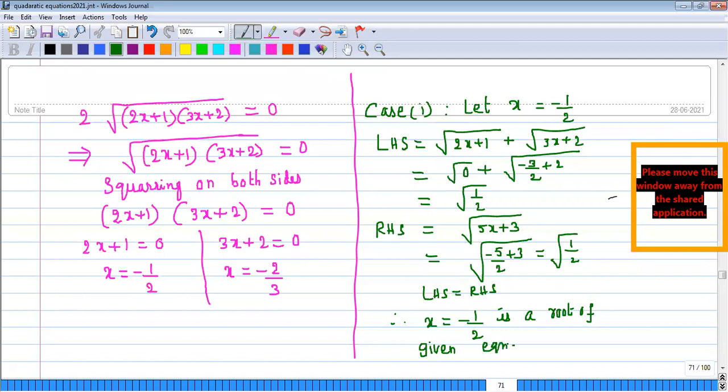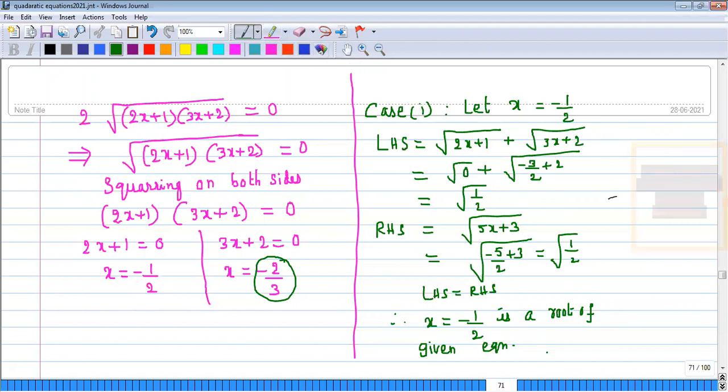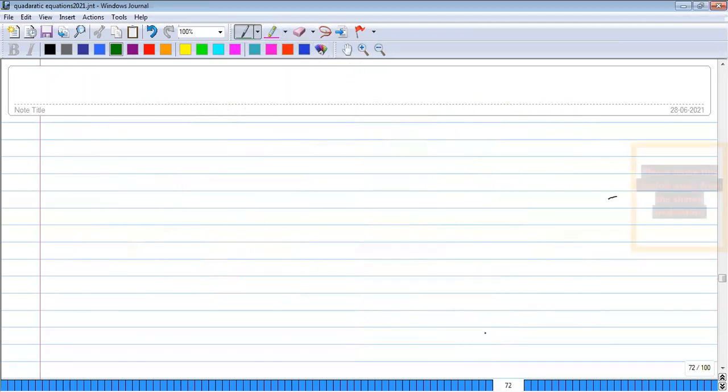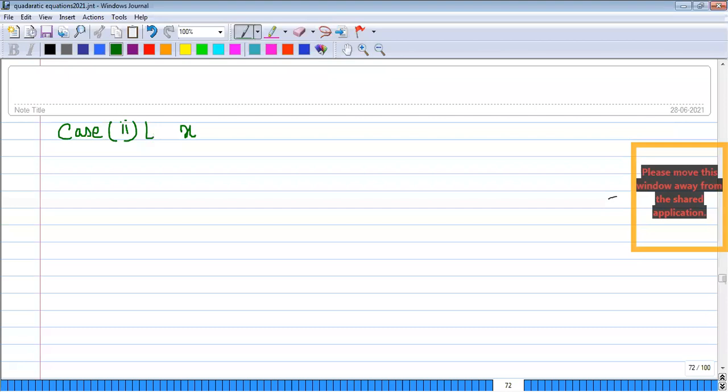Similarly, you need to verify for x is equal to minus 2 by 3 also. So that means we need to verify for minus 2 by 3. That is case 2. Let x is equal to minus 2 by 3.